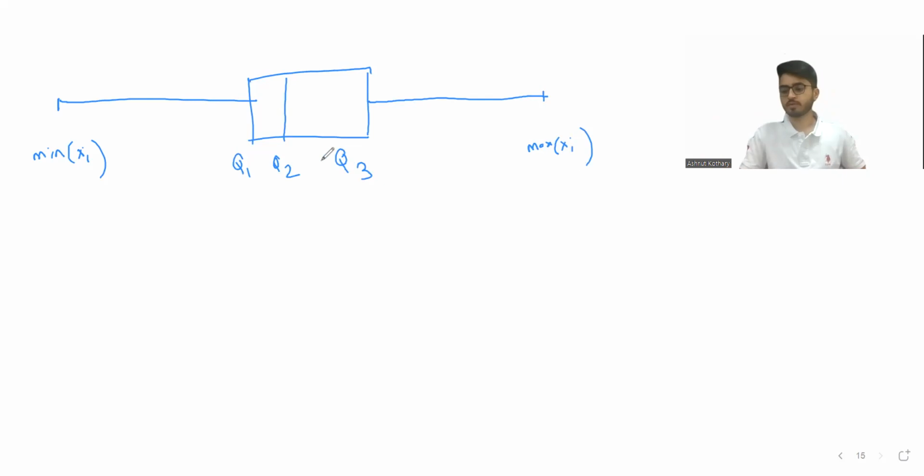You can use Q3 minus Q1, or you can use maximum xi minus minimum xi to get the range, which is the spread. And as for whether it is positively skewed or not, you need to see the positioning of this box. If it is, let's say, towards the left, I can say it is positively skewed because most of the values are on the lower side. And if this box is towards the right, it will imply what? Negatively skewed.